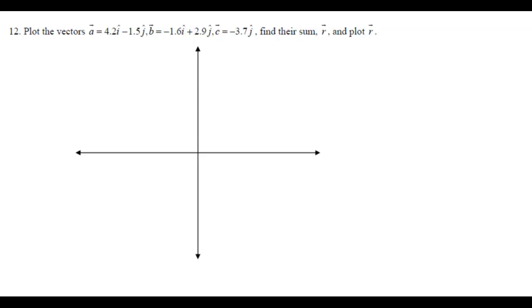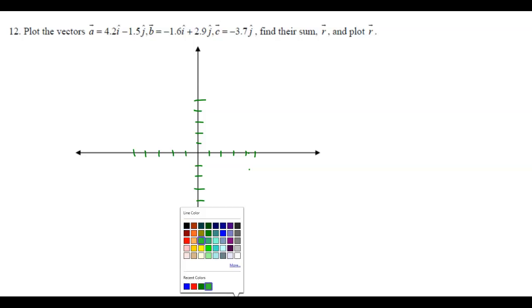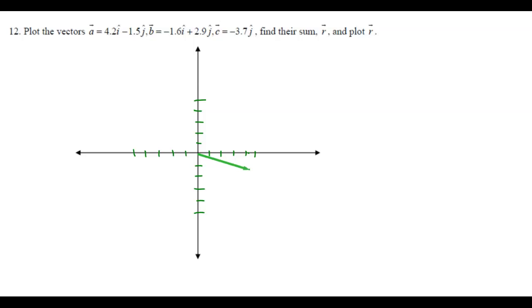Okay, so if I wanted to plot some of these vectors, I'm going to first put a rough scale here. So that's 1, 2, 3, 4, 5. 1, 2, 3. Okay, so for our first one, we are going 4.2 in the x direction, so about right here. And then we are going down 1.5 in the y direction. So my vector is going to look pretty much from where I start to where I end. So about like that. That would be vector A.